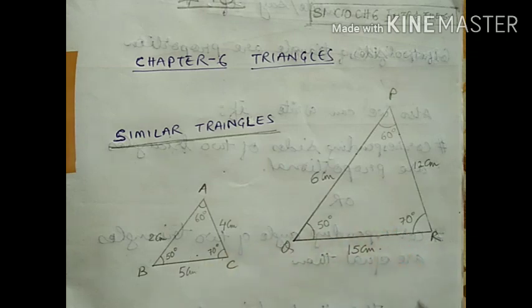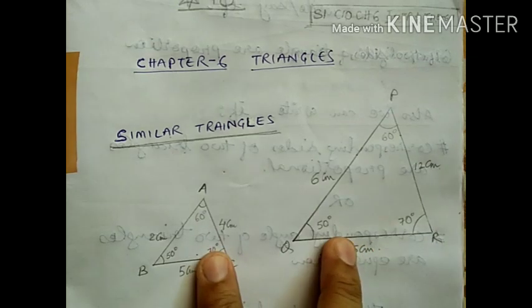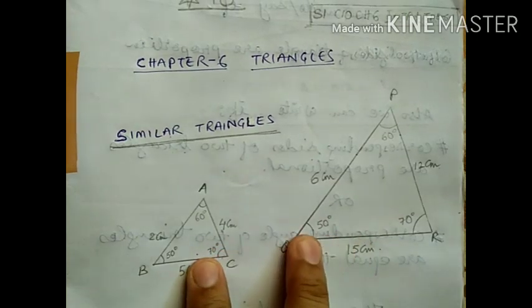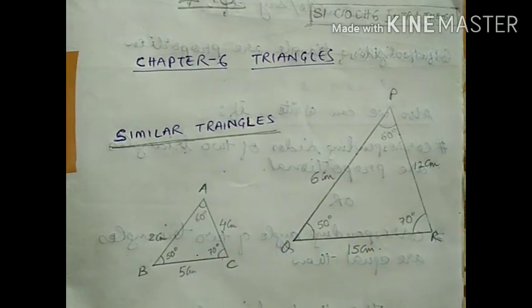How they are similar? There are certain conditions under which we can say the two triangles are similar. Simply we cannot say all the triangles that are smaller and bigger are all similar to one another. No, not like that. There are some conditions under which we can say the two triangles are similar. Here I have drawn the two triangles and they are similar to one another. Why they are similar? I'll tell you about it.